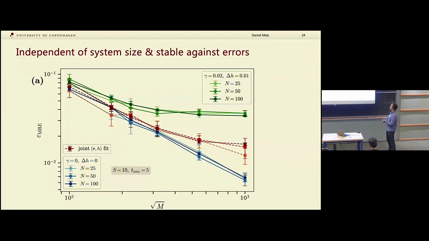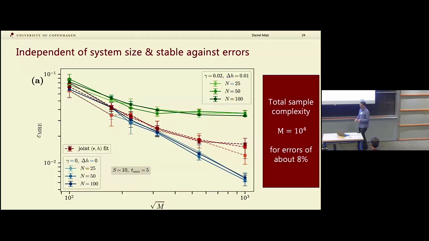So you stop gaining from more snapshots. But it turns out you can also fit the hopping strength. That's the red curve, and then you almost recover the scaling. So this seems to work really well. And then you can estimate that with a total sample complexity of 10 to the 4, you get an error of about 8% in all the terms of your non-interacting Hamiltonian.